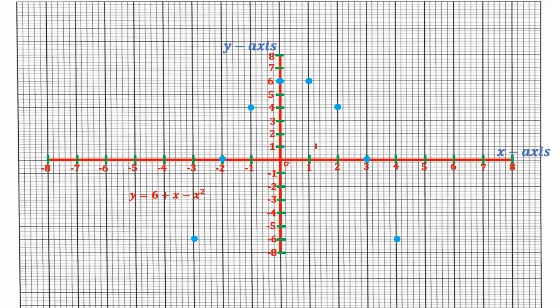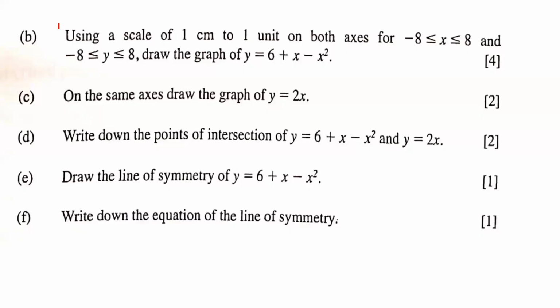Okay, so now we have the points. Let's graph it. So this is your parabola. Draw your parabola, and what you also want to do is label the equation, label your parabola as well. y is equal to 6 plus x minus x squared. And so that's the first one. So we just did that.